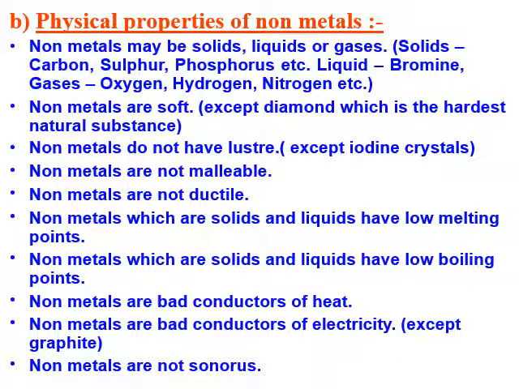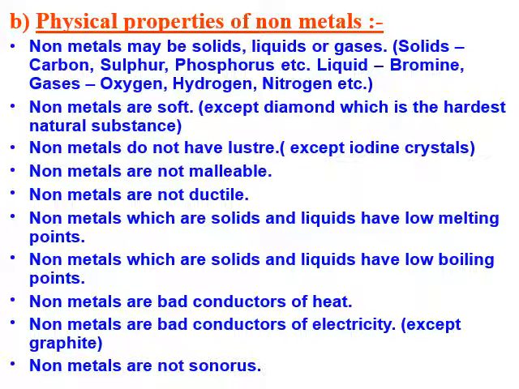Physical properties of non-metals. Non-metals may be solids, liquids or gases. Solids are carbon, sulfur, phosphorus, etc. The liquid non-metal is bromine. Gases are oxygen, hydrogen, nitrogen, etc. Non-metals are soft except diamond, which is the hardest known substance. Non-metals do not have luster. That means they do not shine, except iodine crystals.